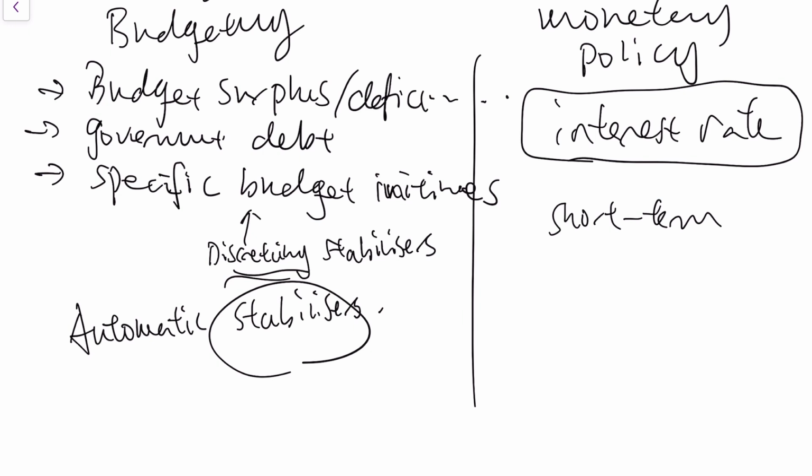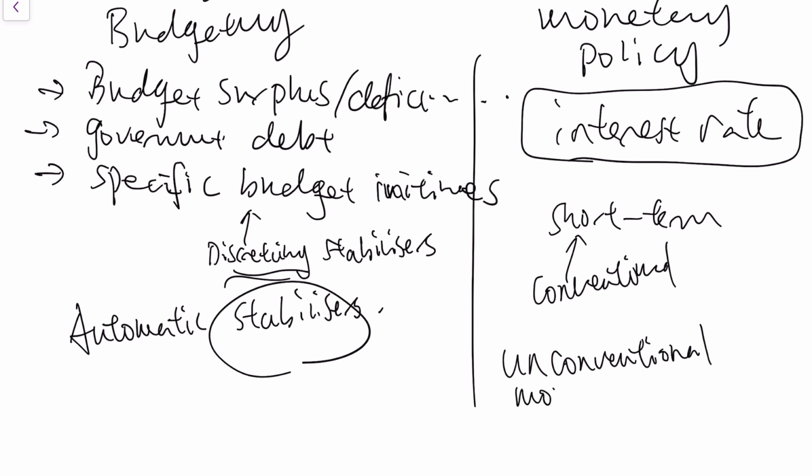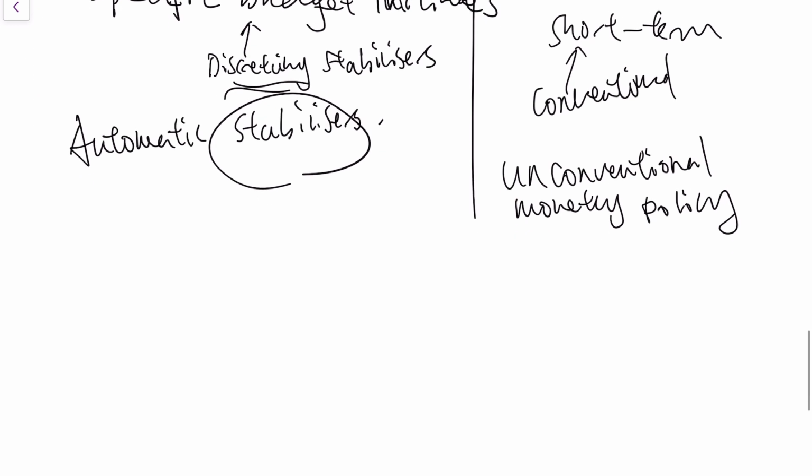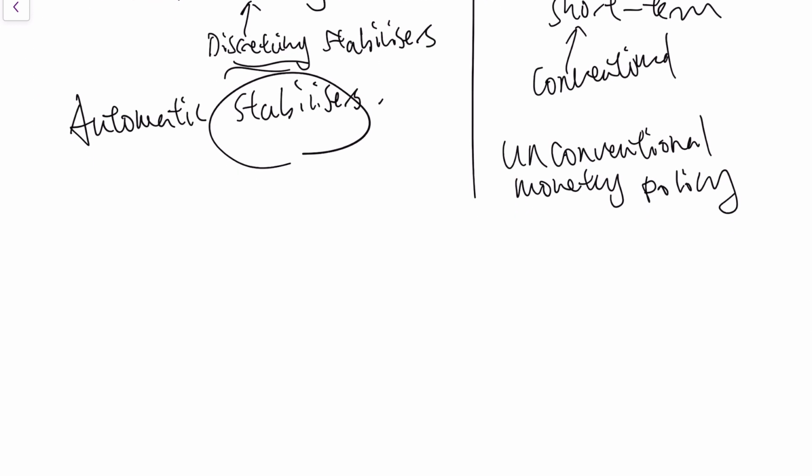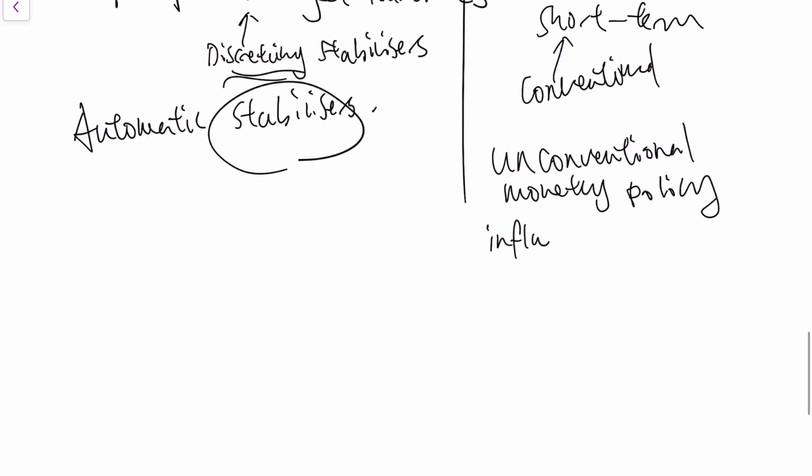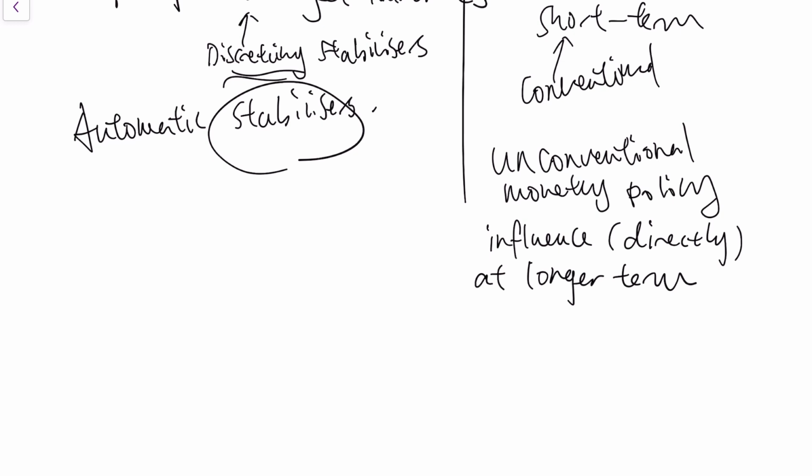And then that's when they have pursued the unconventional. So this is conventional, and we also have unconventional monetary policy. This is designed to influence, maybe directly, longer term interest rate.